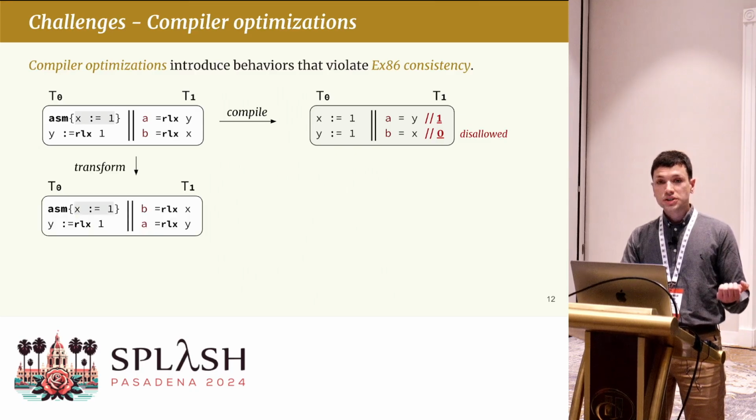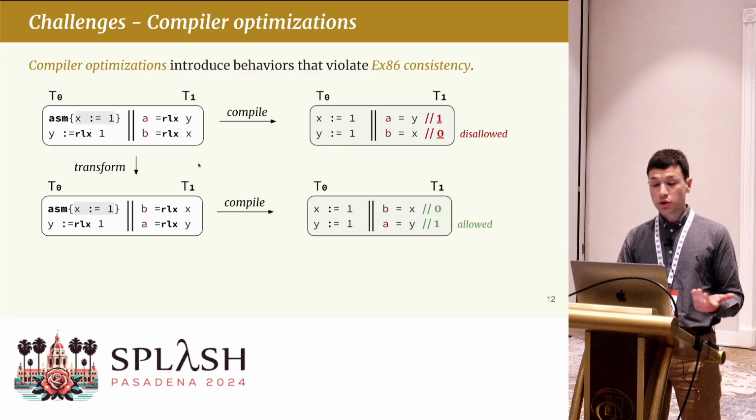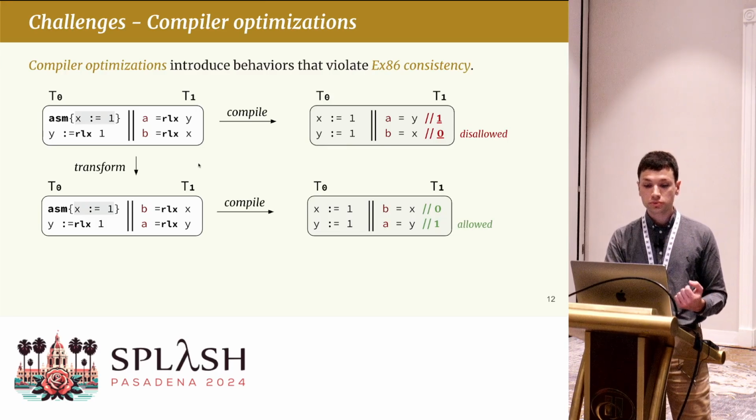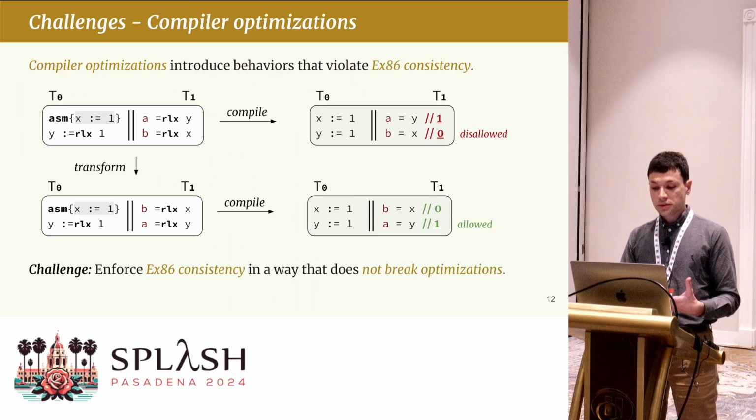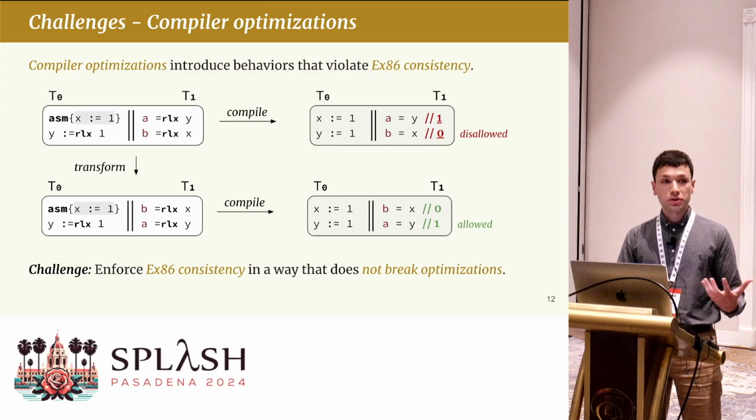So RC11 allows the relaxed mode, relaxed reads, to be reordered. So if the compiler performs this optimization, then we could witness the weak behavior. So the challenge here is that x86 consistency breaks some of the compiler optimizations.